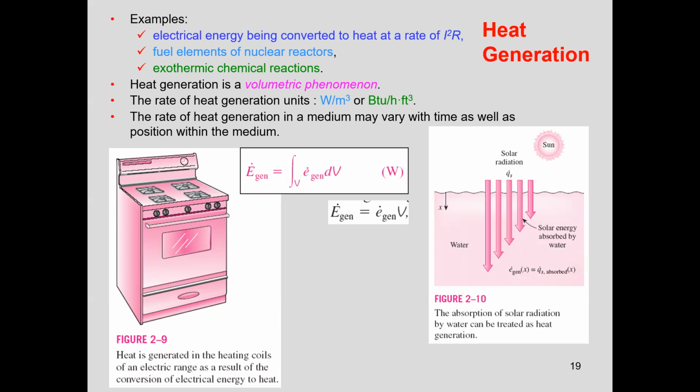A few examples of heat generation could be electrical energy being converted to heat at a rate of I squared R, fuel elements of a nuclear reactor, and exothermic chemical reactions. As we know, heat generation is a volumetric phenomenon. The rate of heat generation unit is watt per meter cubed. The rate of heat generation in a medium may vary with time as well as position within the medium.